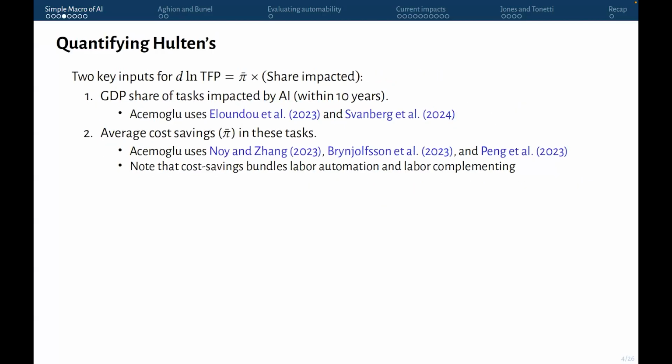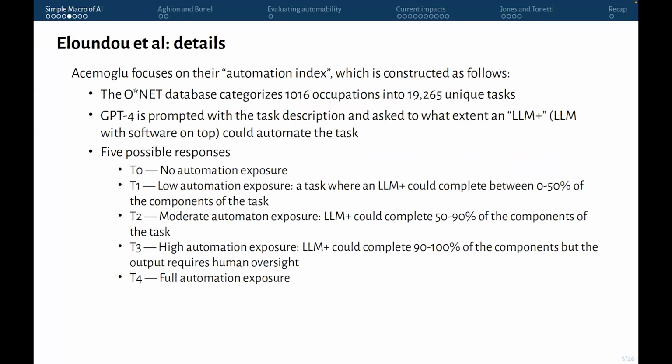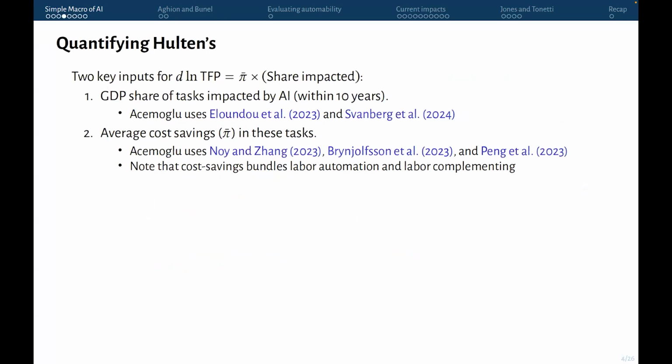Okay, so getting into this first point about what's the GDP share of tasks impacted by AI, Acemoglu is relying on this Eloundou et al. paper, "GPTs are GPTs." He focuses on their automation index, and it's important to keep in mind that this is not the main index they use. Yeah. I guess just one question before: how does this incorporate the extensive margin automation? Because I would have thought that would depend on the rho parameter. How does this potential effect methodology incorporate the extensive margin?